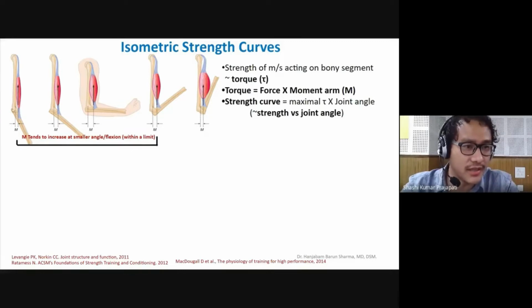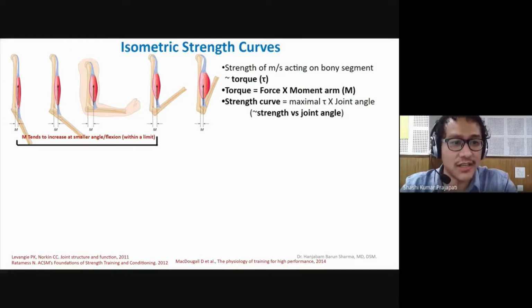Here you can see the axis of rotation. This is the line of action of the force. The perpendicular distance between them is the moment arm, indicated here by M. When the biceps flexion is there, the moment arm tends to increase during the flexion within a particular range, after which it again tends to decrease. So in normal physiological conditions, in approximation, we can say that the moment arm changes with the joint angle.